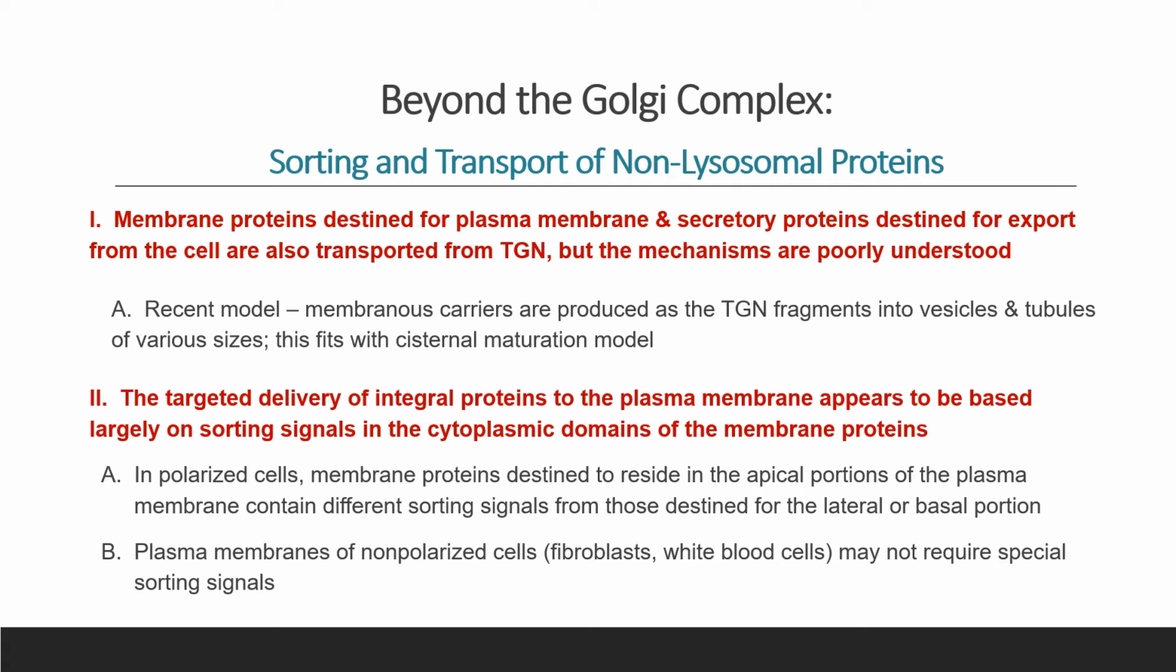So the targeted delivery of the integral proteins to the plasma membrane appears to be based largely on sorting signals in the cytoplasmic domains of the membrane proteins. So in polarized cells, membrane proteins destined to reside in the apical portions of the plasma membrane contain different sorting signals from those destined for the lateral or basal portions. Hence, plasma membranes of non-polarized cells may not require special sorting signals.